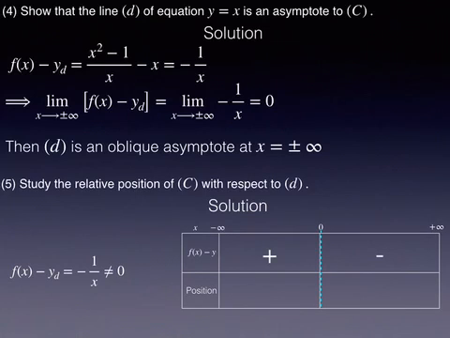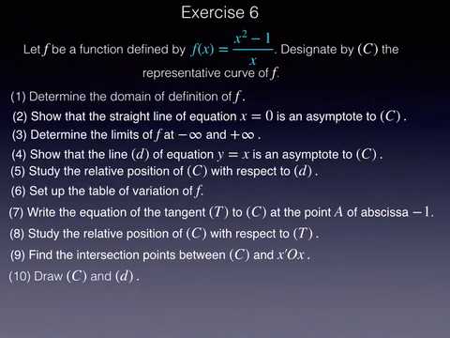When the sign is plus, the curve C is above the straight line, the asymptote D, and when the sign is minus, the curve C is below the straight line D. As homework or as practice on these two parts, try to do part 6, part 7, and part 8.